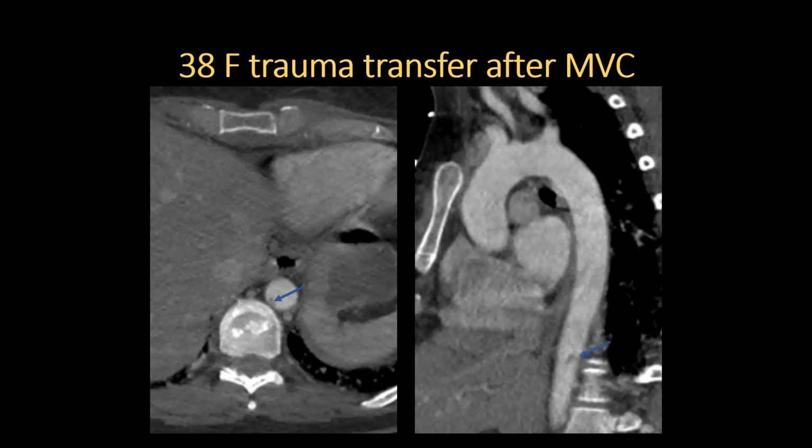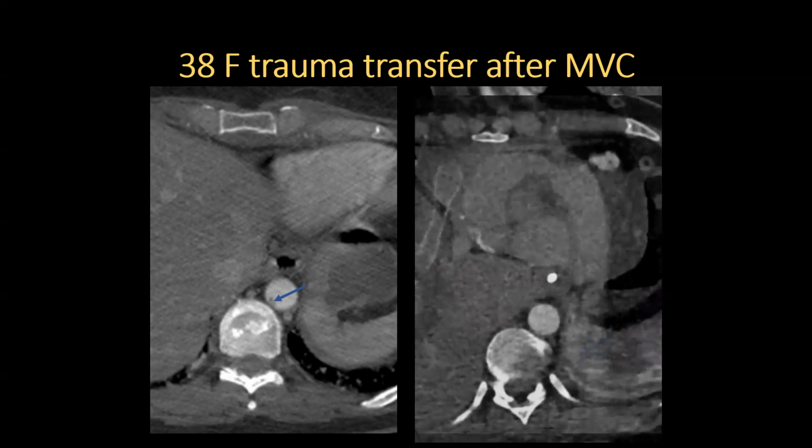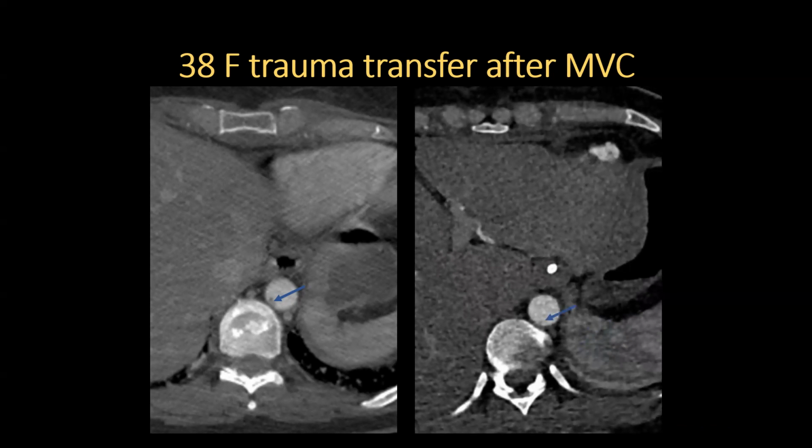A 38-year-old female had this focal filling defect in the aorta at the level of the diaphragm on axial and oblique sagittal CTA images. This was called minimal aortic injury because of the small size and lack of an external contour abnormality. A follow-up CTA obtained 48 hours later shows that the thrombus has decreased in size.